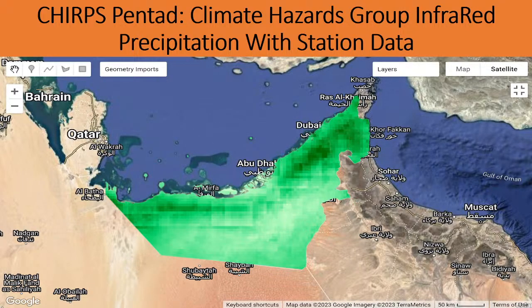The CHIRPS pentad data. Basically, from CHIRPS we can get two types of data. One is the daily CHIRPS data. Another is the pentad, so every 5 days data we can get from the CHIRPS. Okay. So now I show you how we can easily work with the CHIRPS data set and work for different types of analysis.